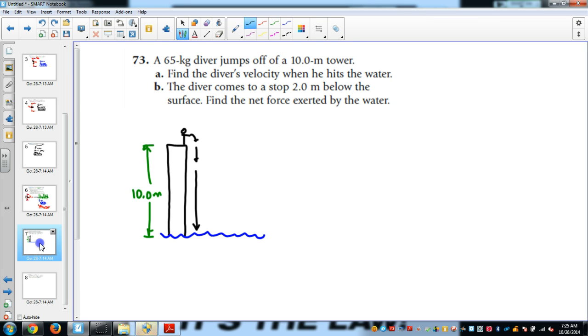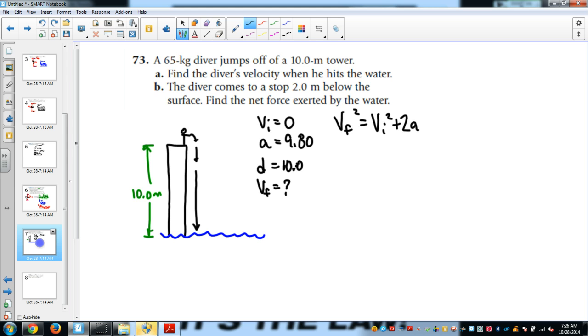So I know that my initial velocity of this diver, since he just jumps off, is 0. I know the acceleration, because he's under the pull of gravity, is 9.80. I know that the distance is 10 meters. And I want to know his velocity. So the equation that doesn't use time is this one. So I just plug everything in.